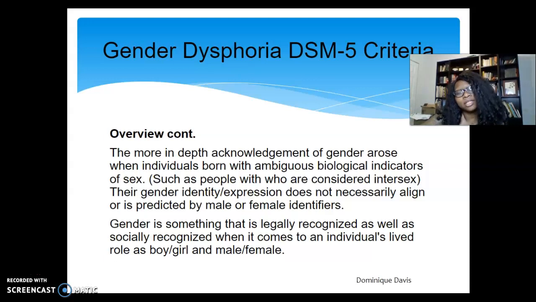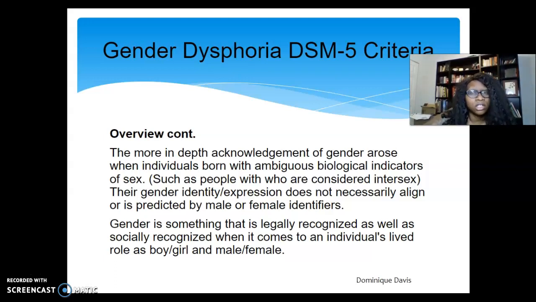A more in-depth consideration of gender arose when individuals that are born with ambiguous biological indicators, such as someone who would be considered intersex, their gender identity or expression doesn't necessarily align with what their biological features may suggest or identify.